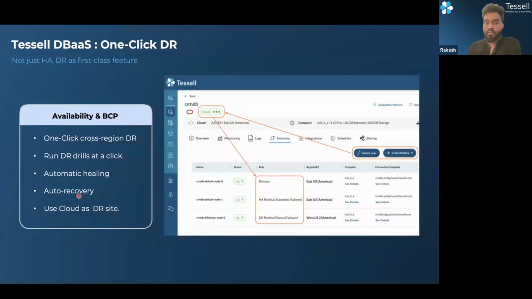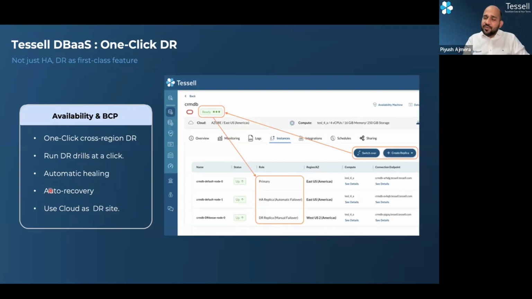So one more, I would disagree with the point, Piyush, that it is not easy when you do it yourself. I think with Tessell, you'll be able to do that as one click because we have been able to build that as a complete first class feature, where you don't have to do a lot of manual activity that you do for a basic drill as well, right? You do have a lot of playbooks to run this drill, as you know.